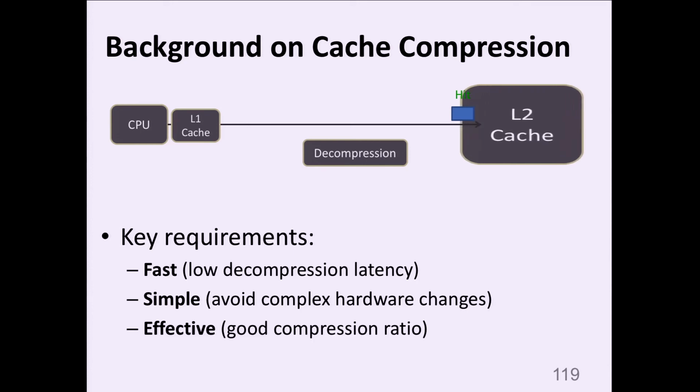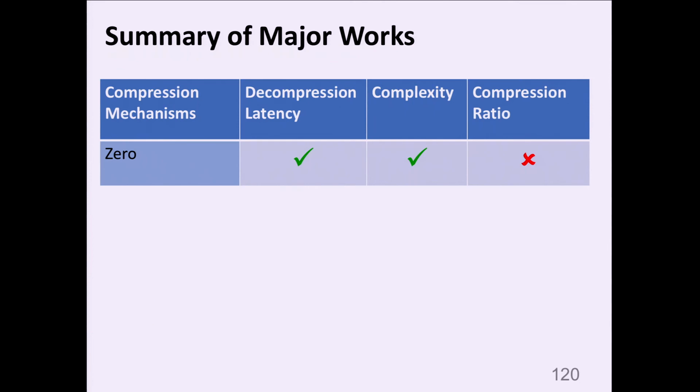Okay, effective. You want, of course, compression to be effective, right? You don't want it to be ineffective. Your compression ratio should be good. Okay, so let's look at some major works. There's also related work in this area. So one idea that people have developed is compress only the zeros. It turns out a lot of the values that are stored in memory are zeros for whatever reason. One of the reasons is what we saw earlier, narrow values, right? Or pages are zeroed out and they're never used.